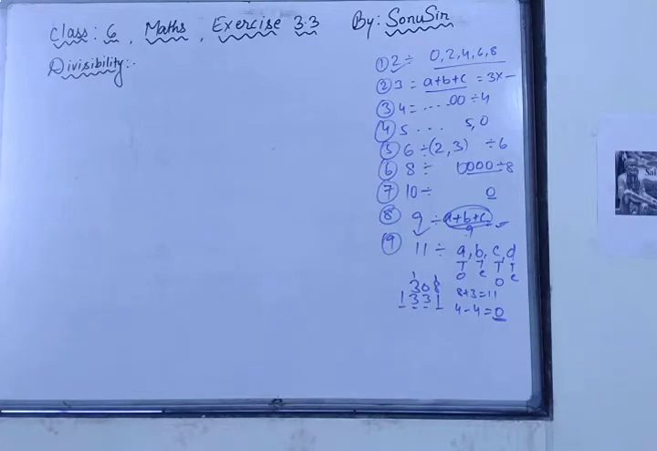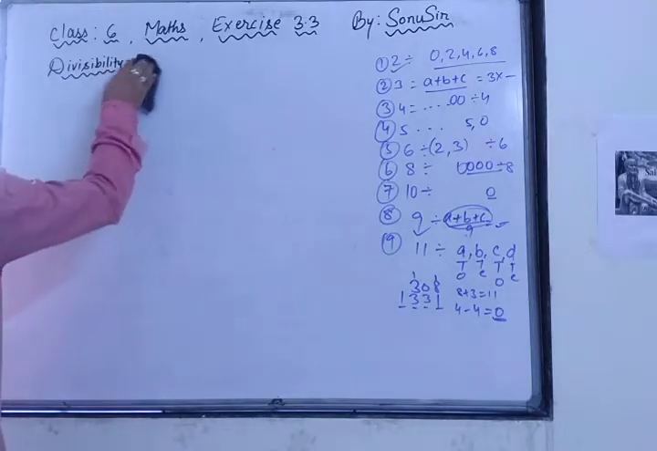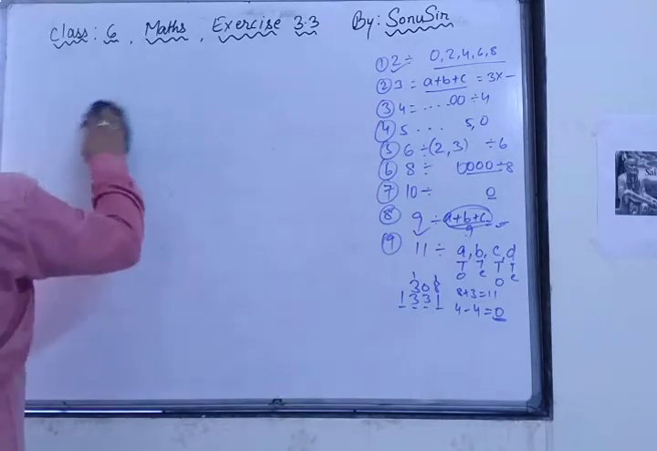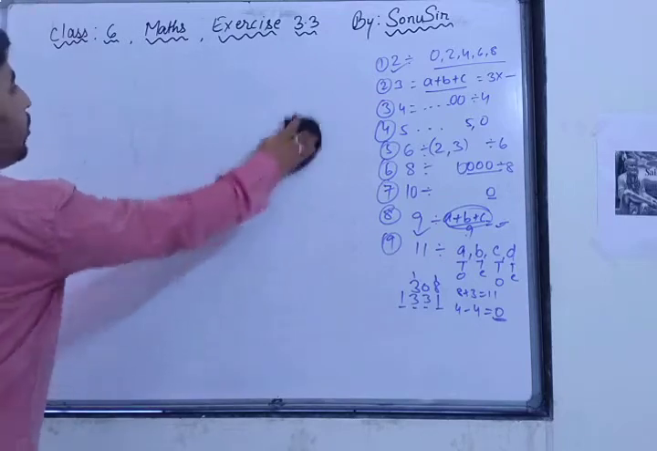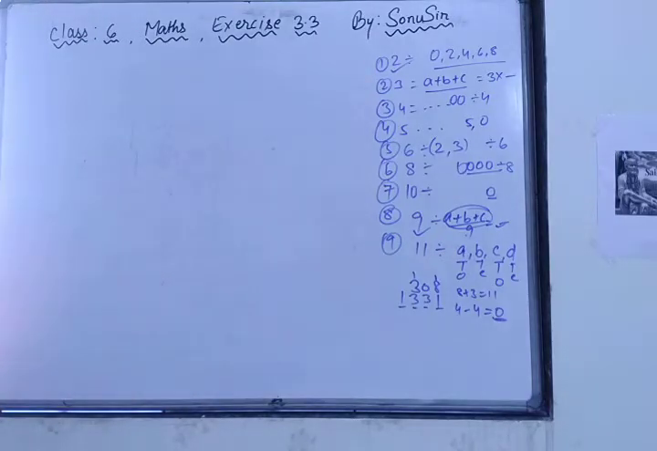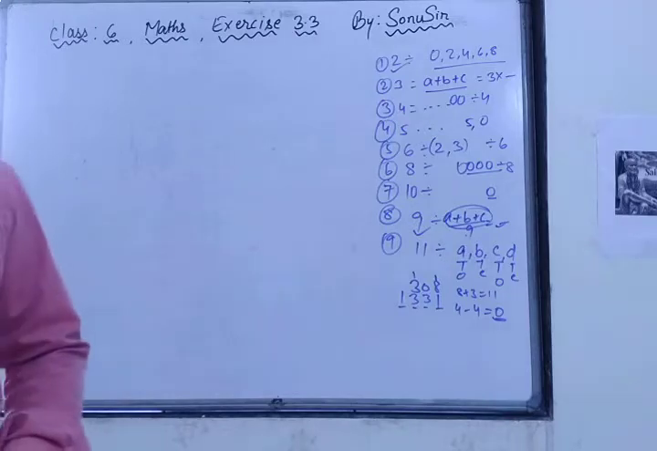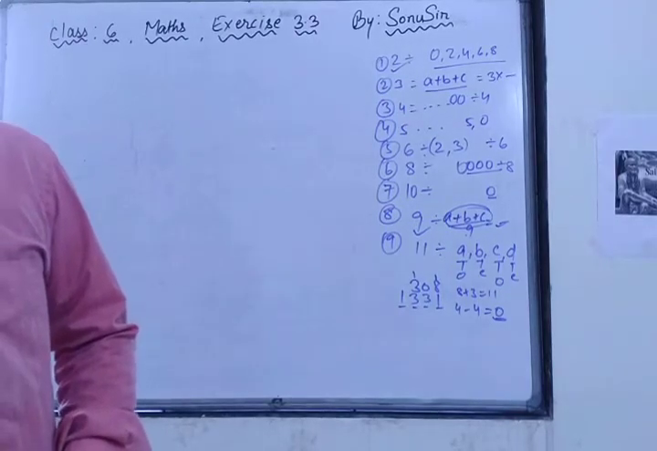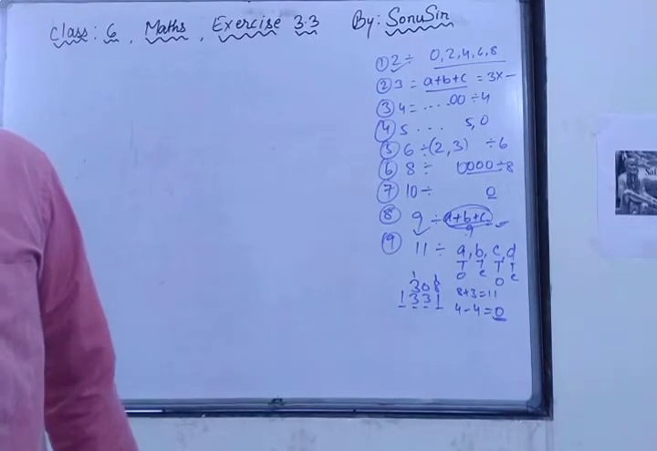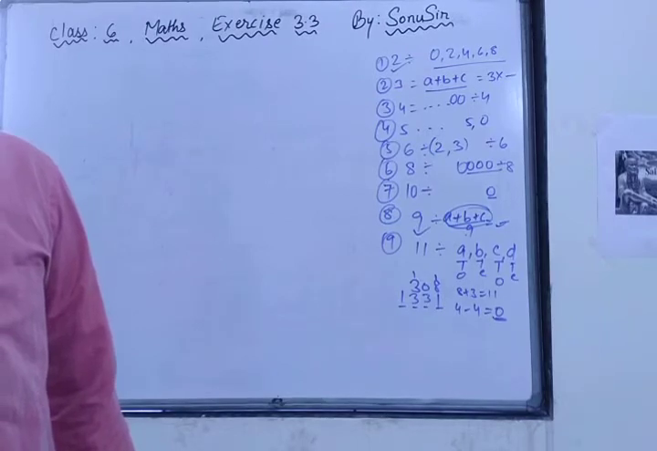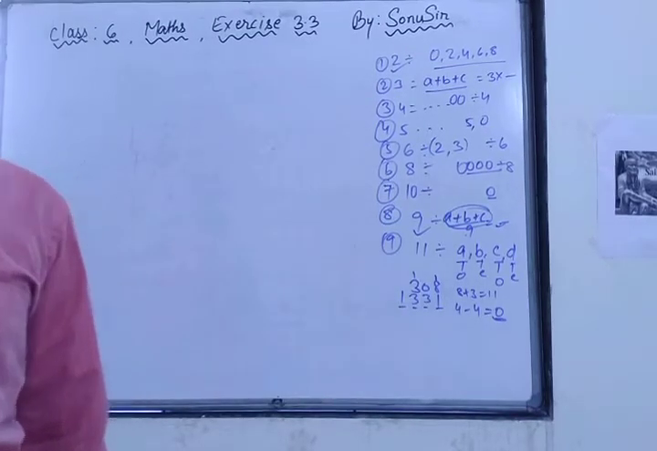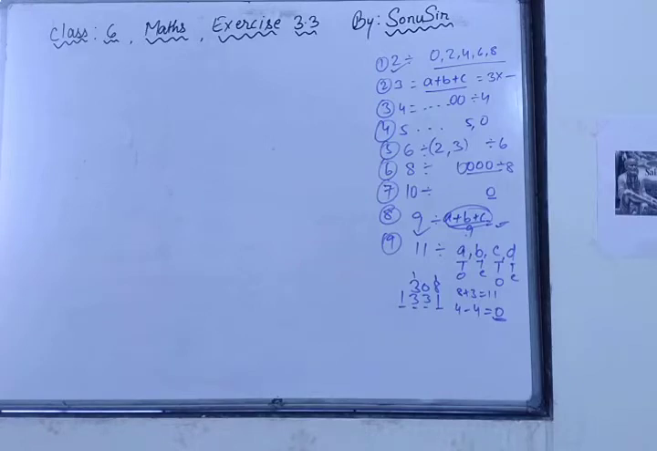Now we are moving towards the exercise 3.3, question number 1. Got it? So here we have seen all the divisibility rules, as in the previous video also I had explained to you about divisibility. Now let us read the first question of exercise 3.3. The question is that you have to say whether the numbers are divisible by the following numbers or not.